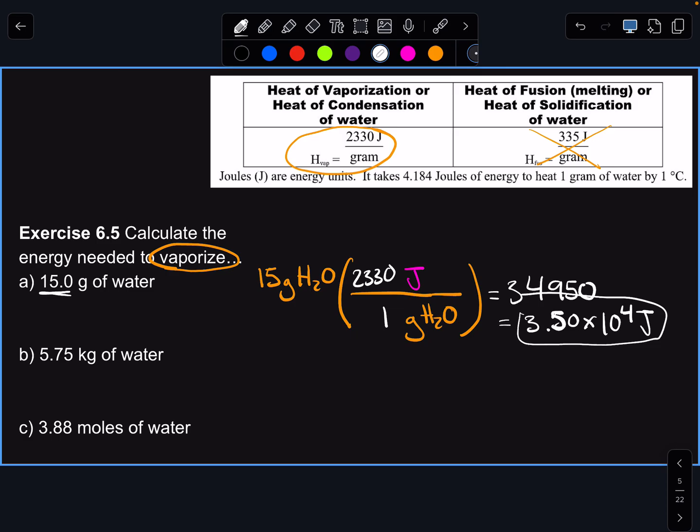Okay, I'm going to give you 4 minutes to work as a table. Try B and C. Pay attention to your units. You might have to do a little pre-step before. Okay, ready, set, find some answers, go.